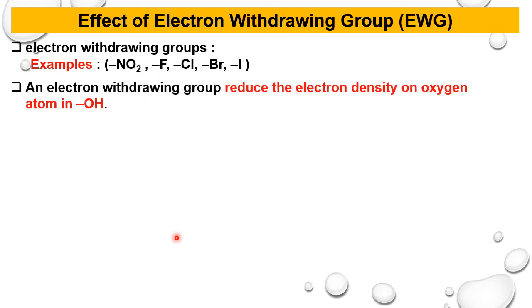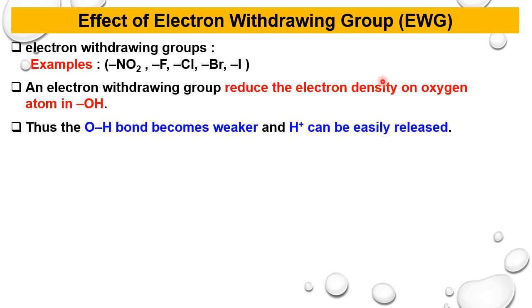Okay, so an electron withdrawing group reduce the electron density on oxygen atom in OH. Dia akan fokus pada OH saja. Kenapa kita fokus dekat OH? Sebab dekat sini lah nanti H+ akan release. Okay, H+ akan release untuk jadi asid lah. H+ ion akan jadi H3O+ ion later. Okay, jadi thus the oxygen hydrogen bond becomes weaker and hydrogen ion can be easily released.